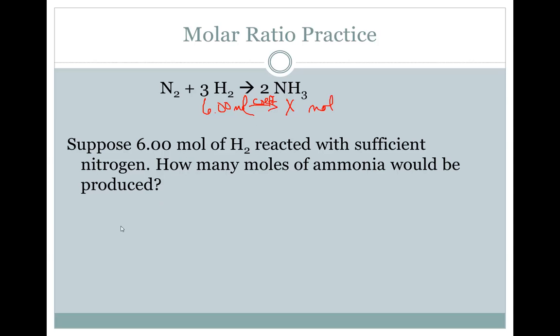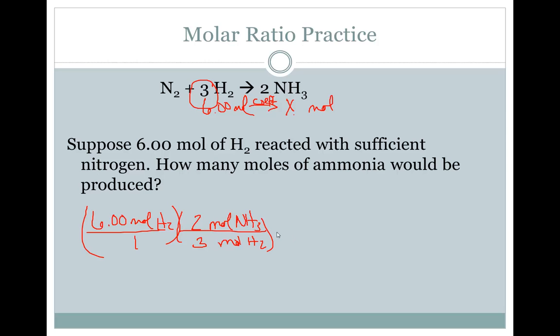So 6.00 moles of H2 over 1. We have moles of H2 on the top, which means we want to put moles of H2 on the bottom. Now we look at the coefficients because we're going from moles of one thing to moles of another. And that number is 3. On the top, we have 2 moles of NH3. That's what we were looking for, moles of NH3. So 6 times 2 divided by 3 comes out to be 4.00 moles of NH3.